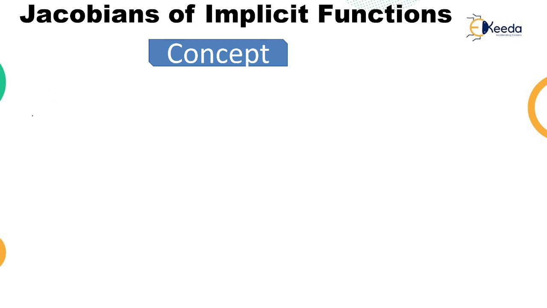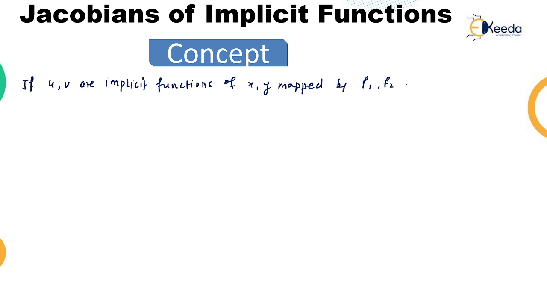Let u and v be implicit functions of x and y, mapped by f1, f2 such that u of x, y is equal to 0 and v of x, y is equal to 0. Means u is 0 and v is 0. So that implies these are the functions.